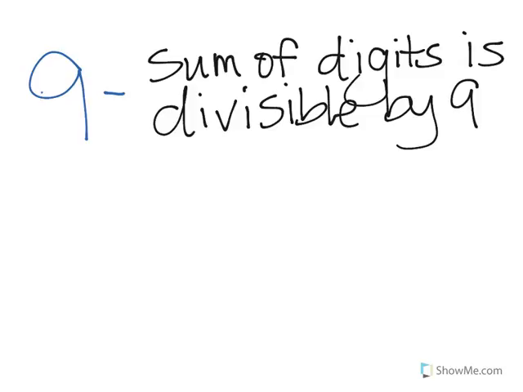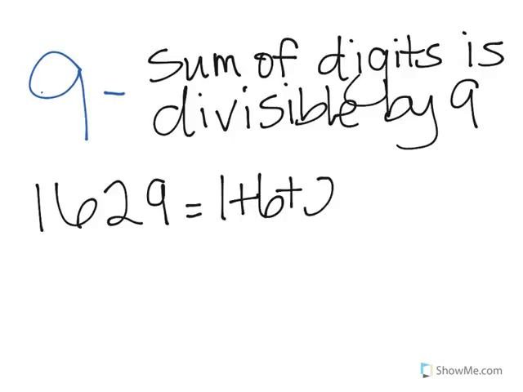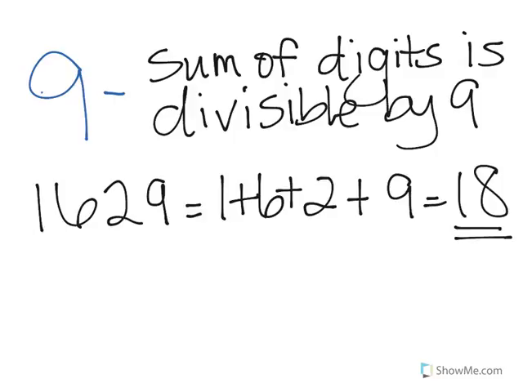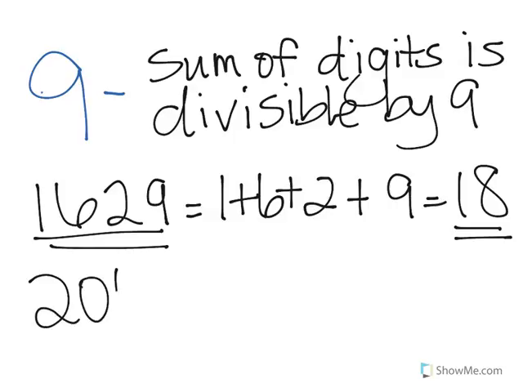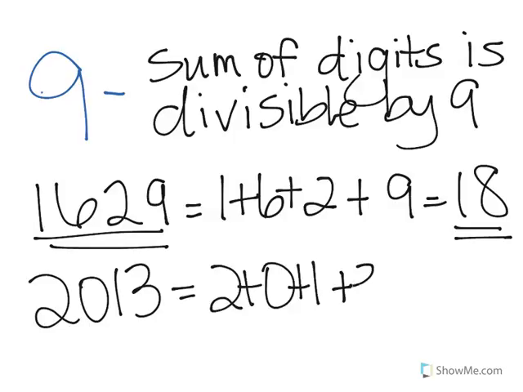The rule for 9 is very similar to the rule for 3. We're going to add the sum of the digits, and if it's divisible by 9, then the number is also divisible by 9. Let's look at 1,629. If we add the digits 1 plus 6 plus 2 plus 9, we get 18. 18 is divisible by 9, so 1,629 is also divisible by 9. Another example, add the digits 2 plus 0 plus 1 plus 3 gives us 6. 6 is not divisible by 9, therefore 2,013 is not going to be divisible by 9.